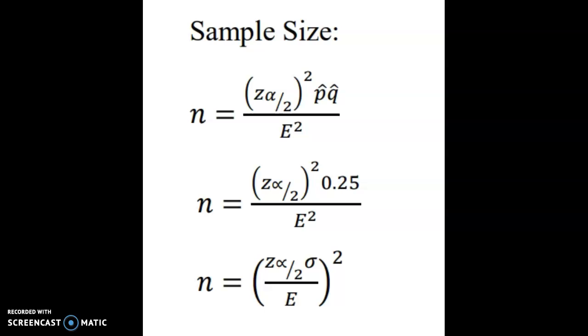Now, we said that p hat and q hat are unknown. Okay, so in the first one, they are known. In the second one, they are unknown. So this is the one that I will be using. I'm not using this one because they didn't mention anything about sigma, so I don't have a number for sigma to plug in into that formula. So we'll be using this second formula here for sample size.